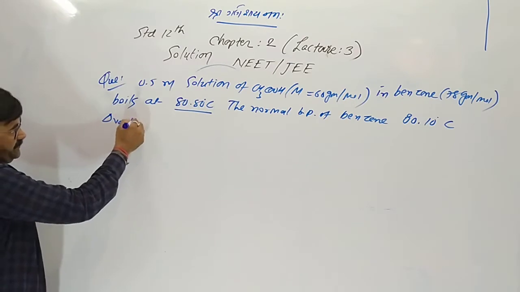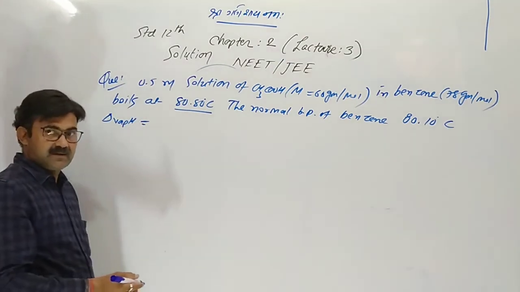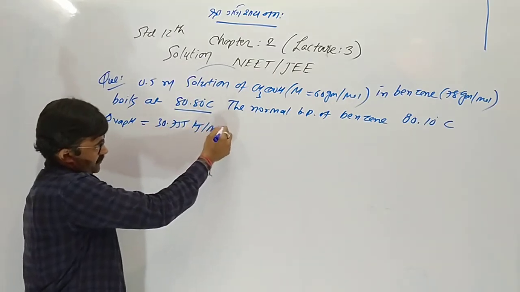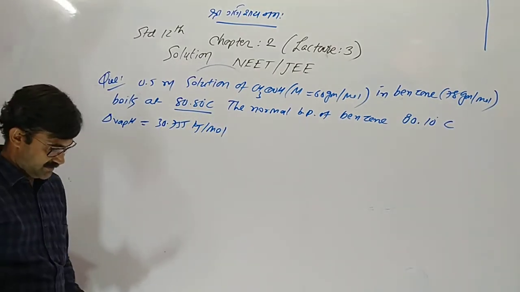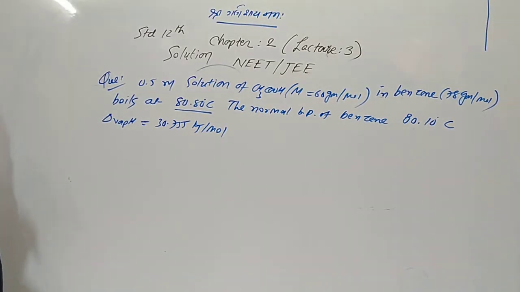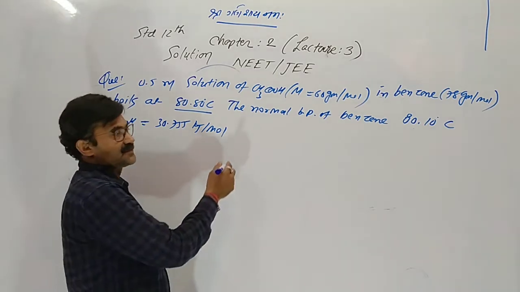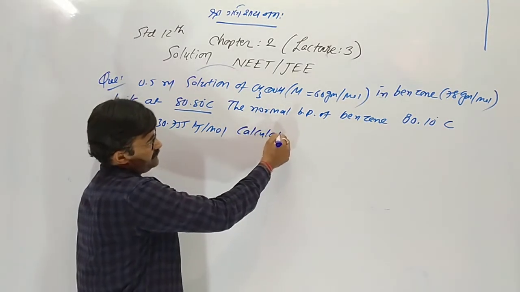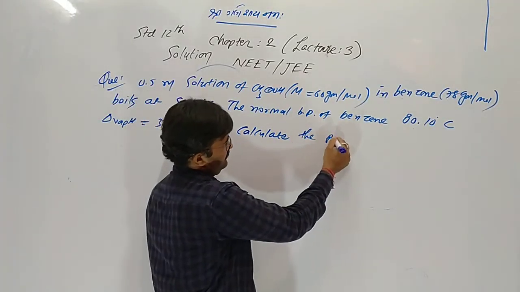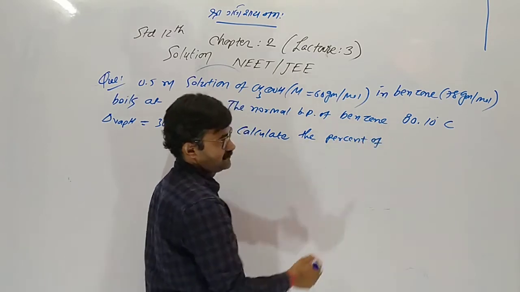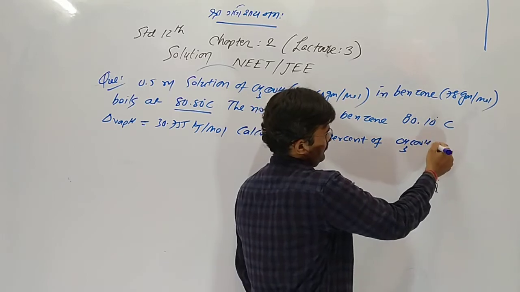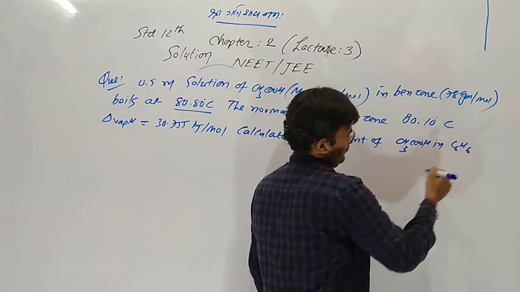Vaporization enthalpy is given as 30.755 kilojoule per mole. So find out the percent of association of acetic acid. Calculate the percent of association of acetic acid in benzene.